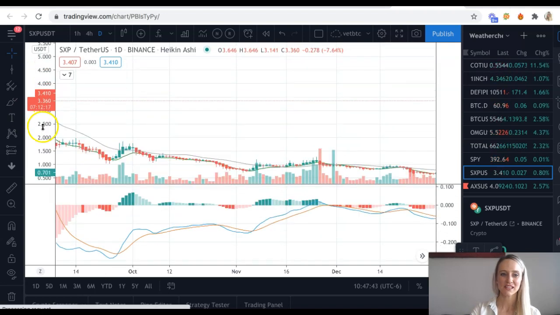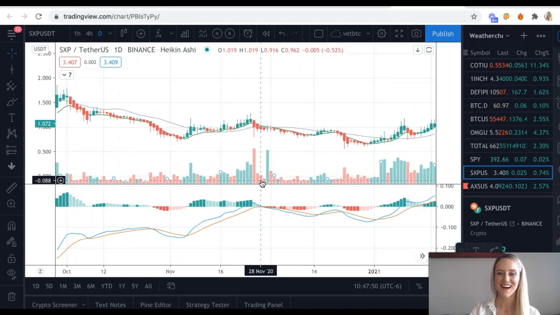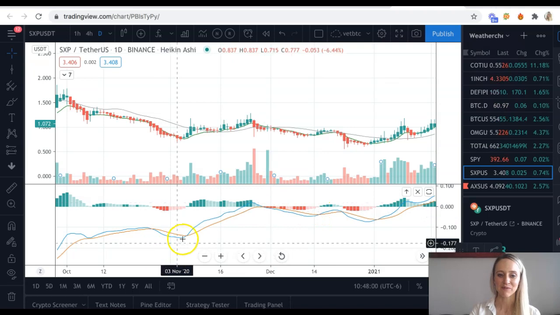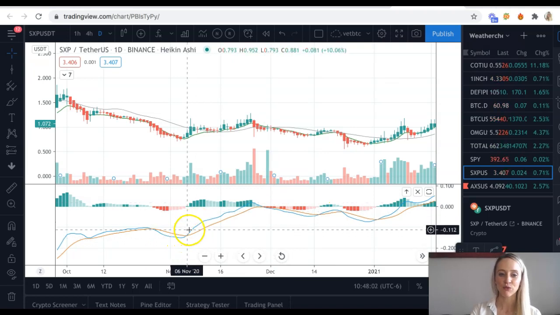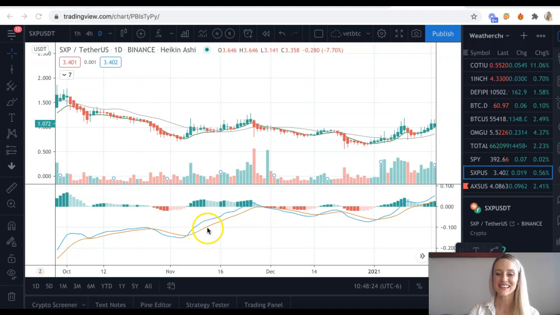So I'm going to make this a little bit bigger so you guys can see these candles better. The blue crossed under the red, which was downward momentum. So it's a bearish cross on the MACD. When the blue crosses above the red line, it is a bullish cross. As you see, the price action was bullish. So the red is your signal line. The blue is the MACD line.